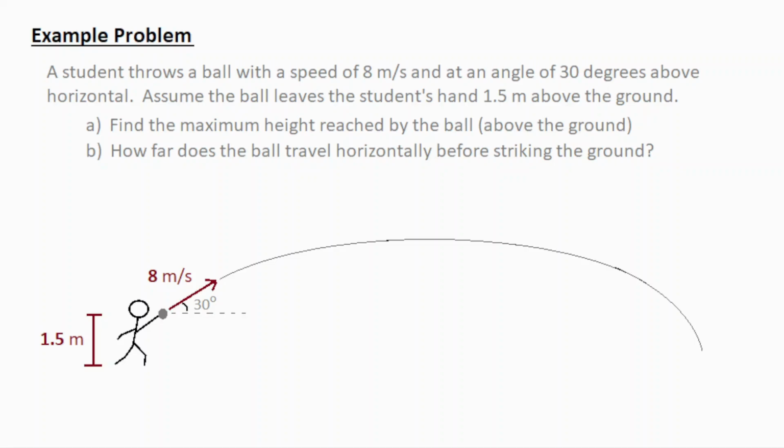One final example here, and I won't solve through the whole problem, but there's a couple things that I want to point out for more challenging questions. Here we have a student throwing a ball with an angled velocity, but now it is starting at a height above the ground and moving through its parabolic path until it strikes the ground again. We are also being asked 2 different questions. Question A, can we find the maximum height reached by the ball? And then question B, how far does the ball travel horizontally before striking the ground?